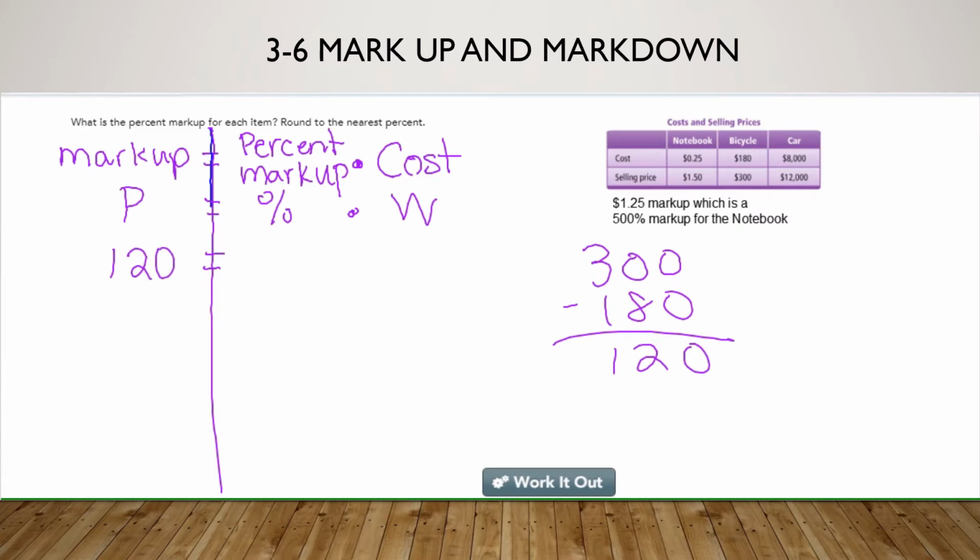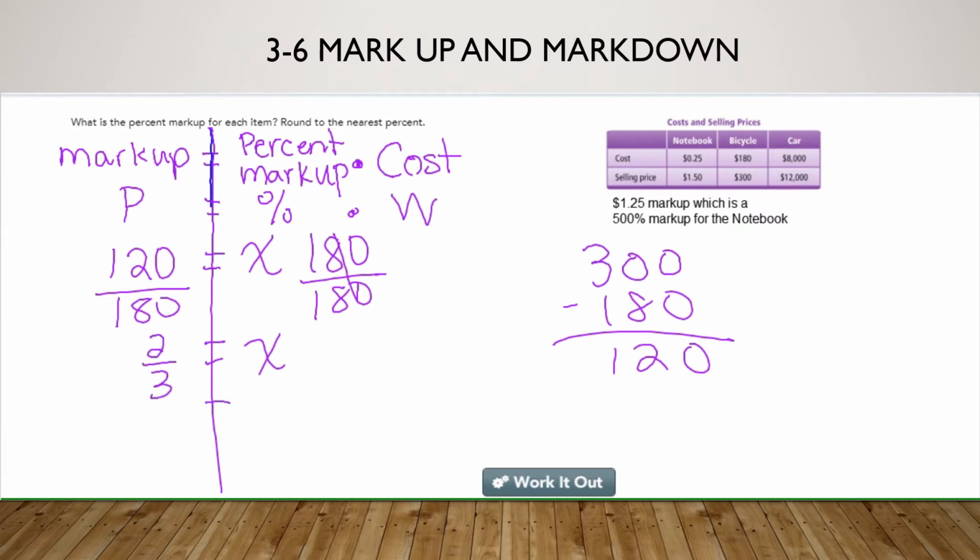The percent is the percent markup, and that's unknown, so we'll use a variable. The whole is the cost, or the original cost of the bicycle, which is 180. Now we need to isolate our variable by dividing 180 on both sides of the equal sign. And I'm going to simplify this. 120 and 180 are both divisible by 60. And when I simplify that, I end up with 2/3.